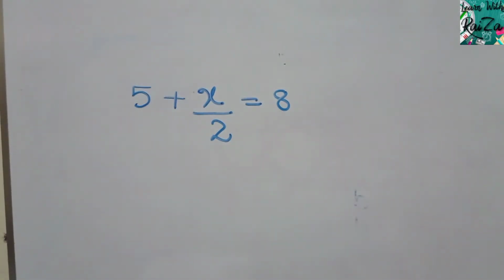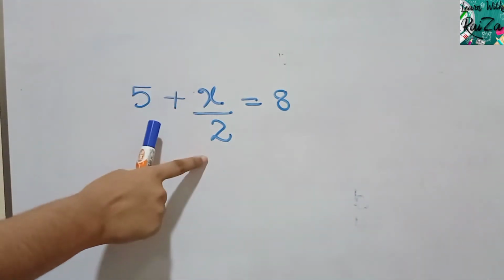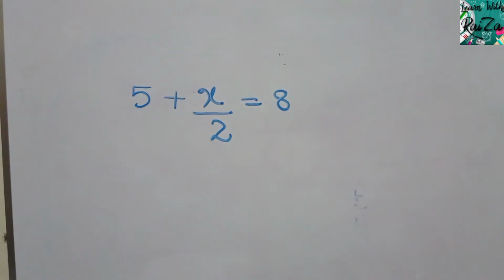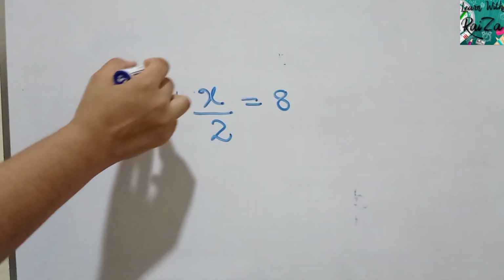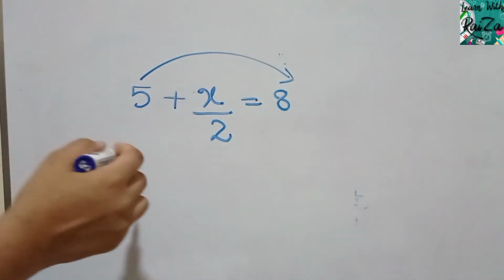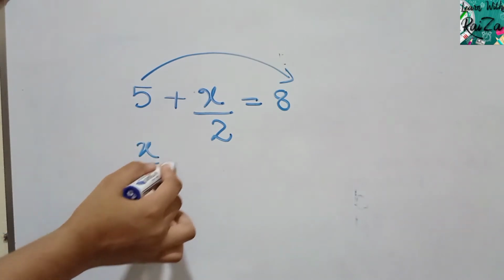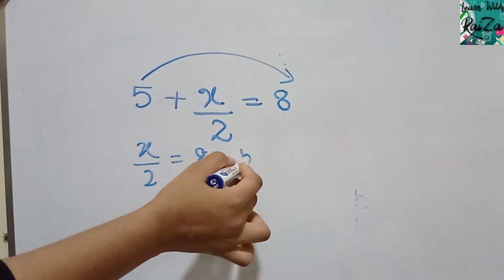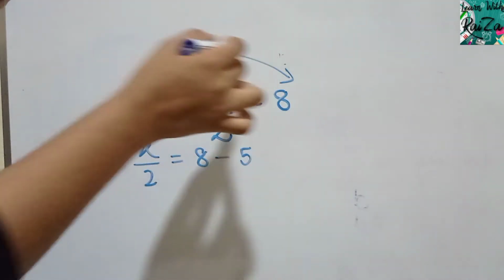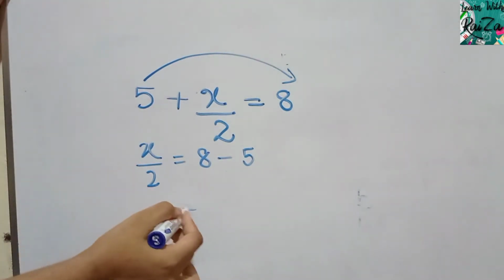That will be a question in your paper: when 5 is added to half of x, the result is 8. While you are reading the question, make it a habit to collect the data and put it on your paper. I did that same thing and constructed an equation. So the first thing is, this positive 5 you take there and make it a negative 5. Automatically x by 2 comes. 8 minus 5, this positive 5 goes there. 8 minus 5 is 3 here.